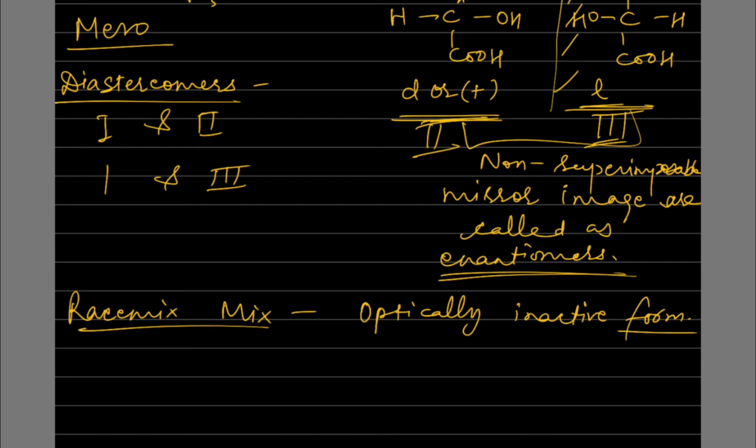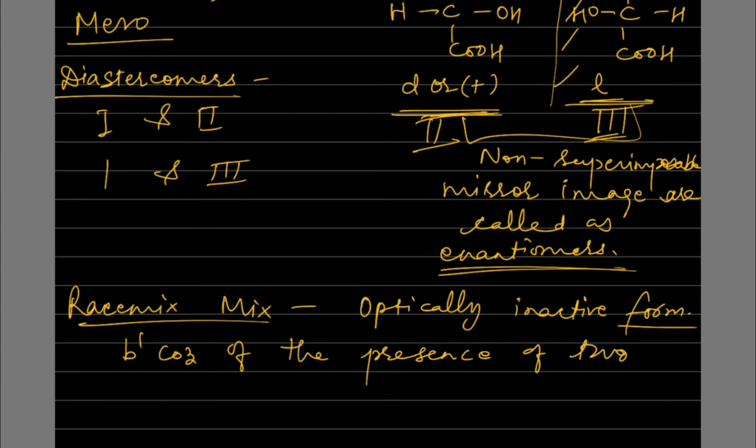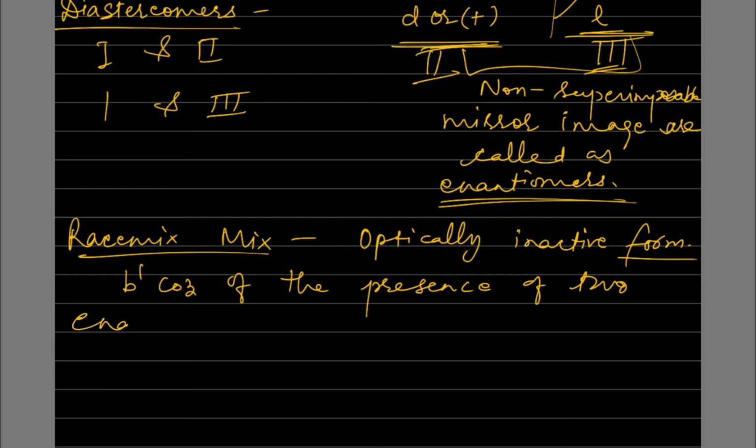Any compound which is optically inactive because of the presence of two enantiomers in equal quantities. Because the two enantiomers are in equal quantities, one will rotate the plane polarized light towards the right while the other will rotate the plane polarized light towards the left. So the overall mixture will become optically inactive.